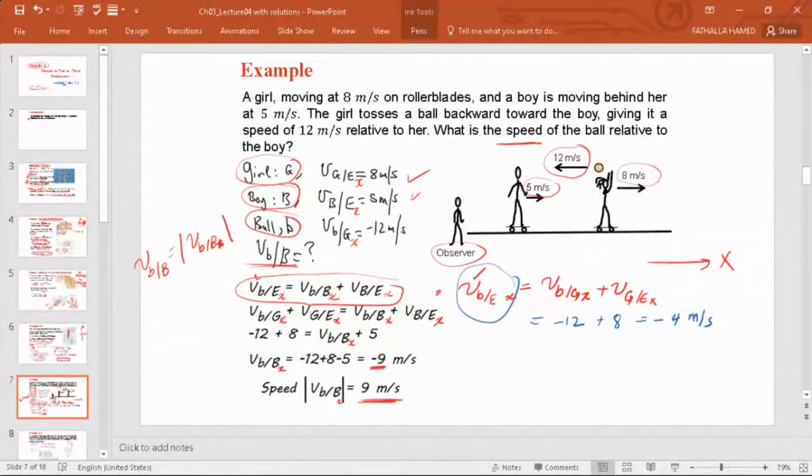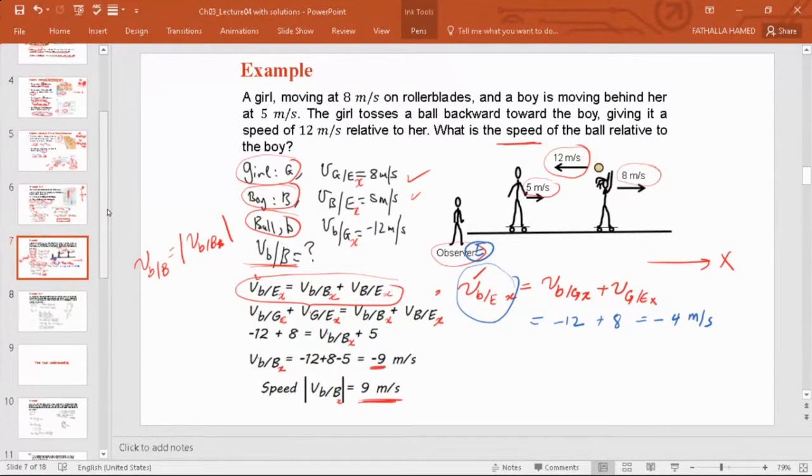But since you're measuring things relative, in this case you can look at the observer here, and this is basically the earth because it's stationary. And you're measuring things relative to the boy, or you can measure it relative to the girl. And that's how we solve this problem. Is this clear here? Any question on this one? So that's basically how we deal with a problem of this sort.